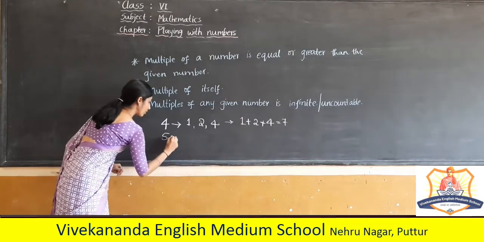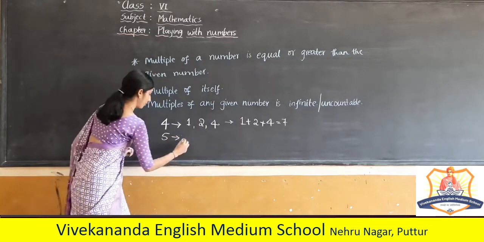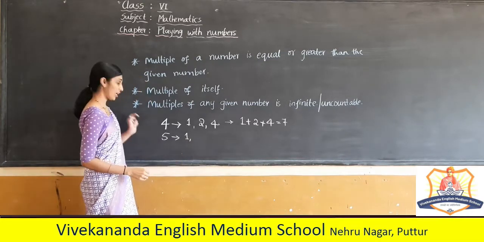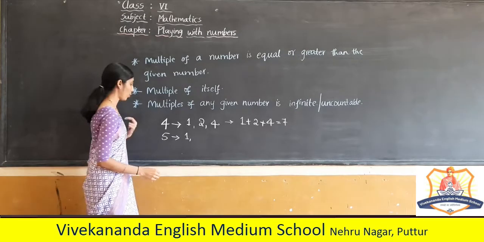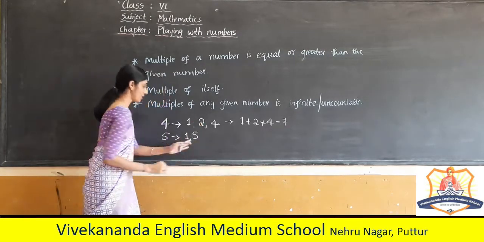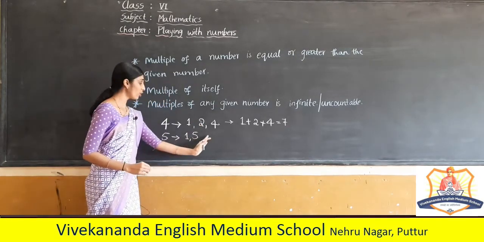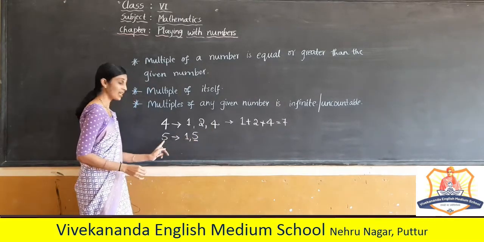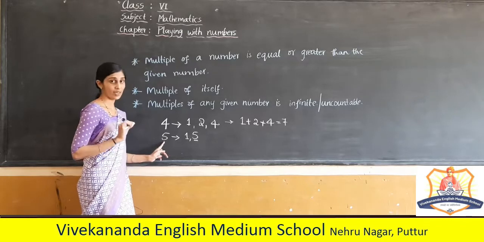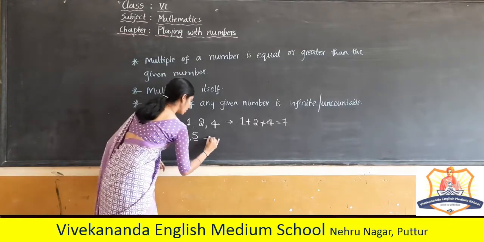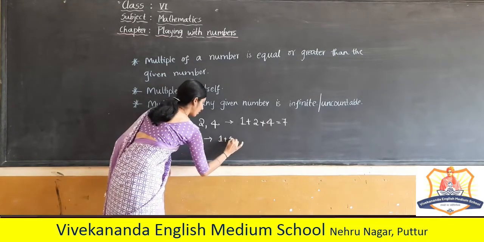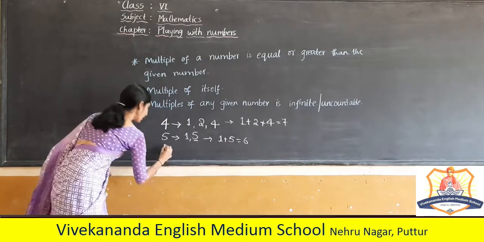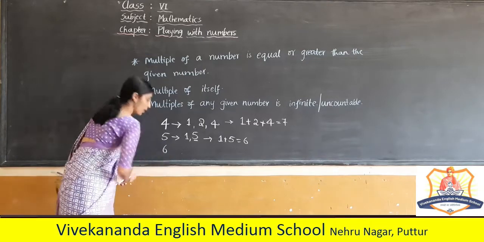If I take 5, what are the factors of 5? Yes, of course, 1. 2 cannot. 3 cannot. 4 not possible. 5, the number itself. I need not check the other numbers because the number itself is the greatest factor of any given number, right? If I add this, what will happen? Answer is 6.